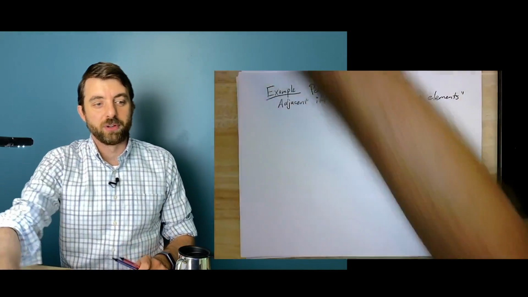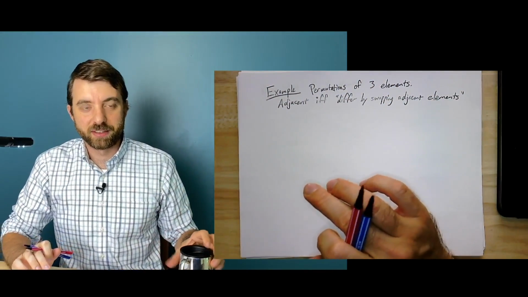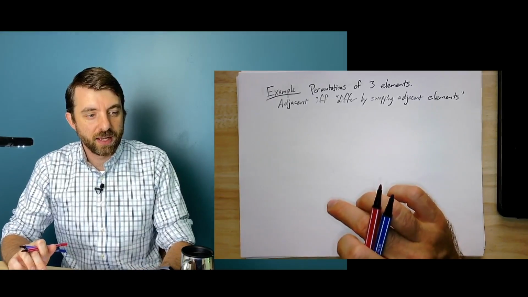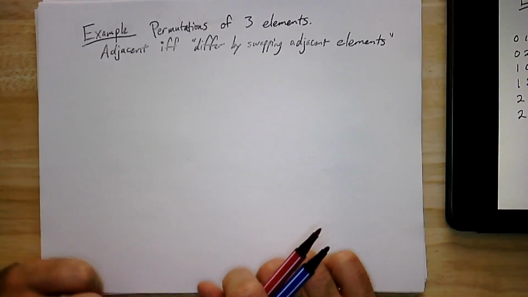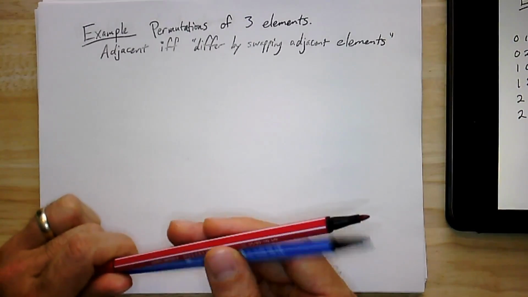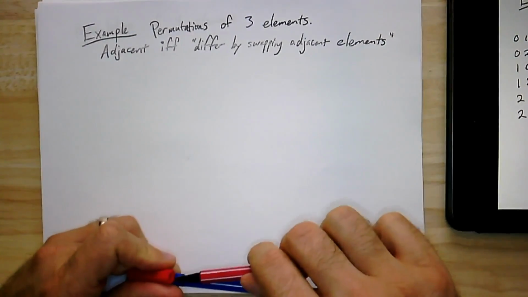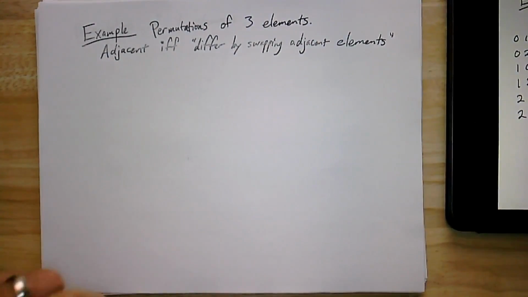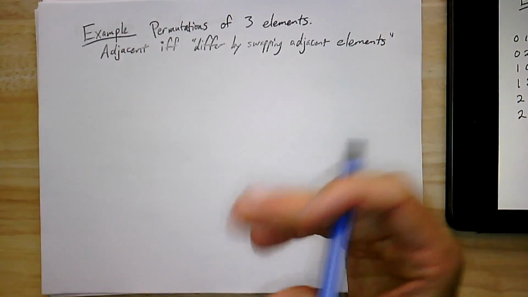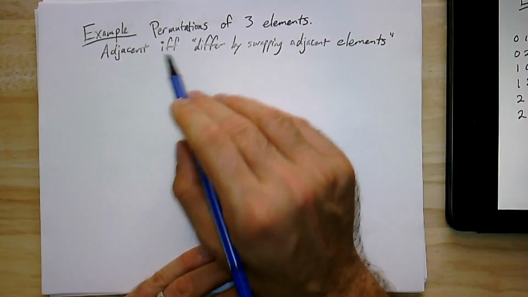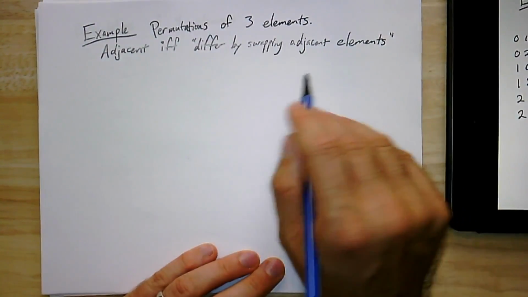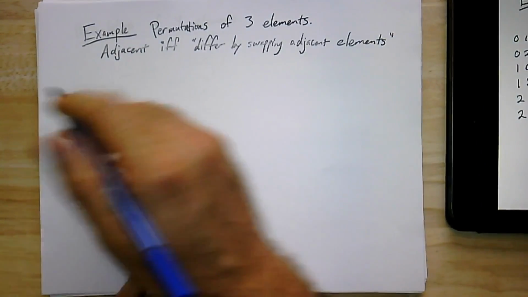Let's warm up with an example. I like this example a lot. It comes up in combinatorics, and it looks like this. If I take all permutations of 3 elements, there aren't too many of these. There are just 6 different permutations of 3 elements, and I'm going to say they are adjacent if they differ by swapping adjacent elements.